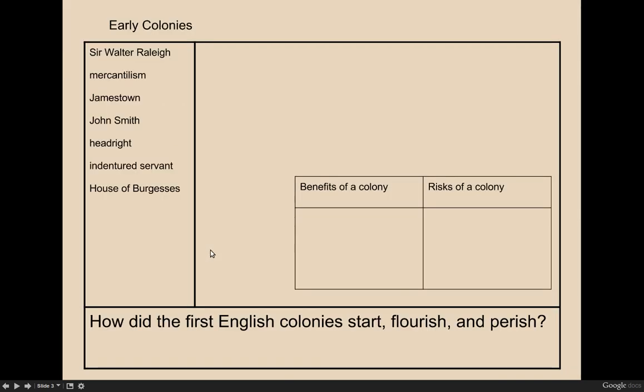Here are your notes. Sir Walter Raleigh, mercantilism, Jamestown, John Smith, headright, indentured servant, House of Burgesses. And you're going to take notes here on the benefits of a colony and the risks of a colony. You just want to kind of think about that. And our essential question is, how did the first English colony start, flourish, and perhaps perish? Which means to go away.